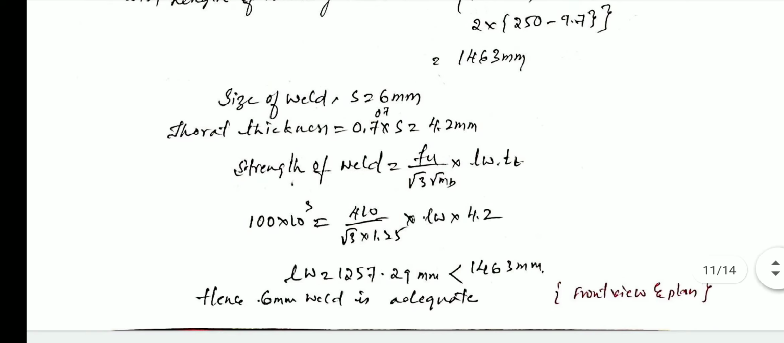When you get the strength of the weld, you also know the formula, you have calculated it so many times. In this formula you have to calculate the effective length of the welding. This length should be less than the actual length, then it is safe. If not, you have to increase the size of the weld. Again repeat the procedure until the actual length is greater than the length calculated from the formula. From the strength of the weld, only here you can calculate the length. This length should be less than the actual length, then only the design is correct.